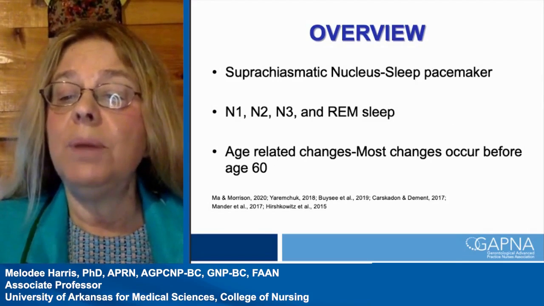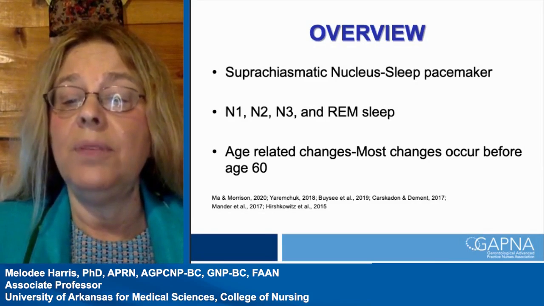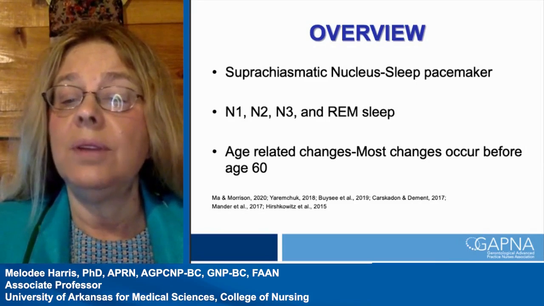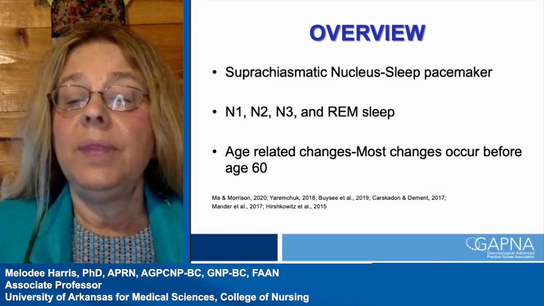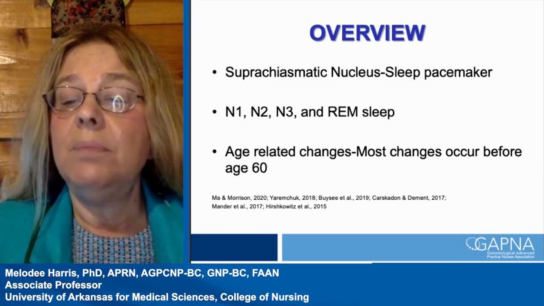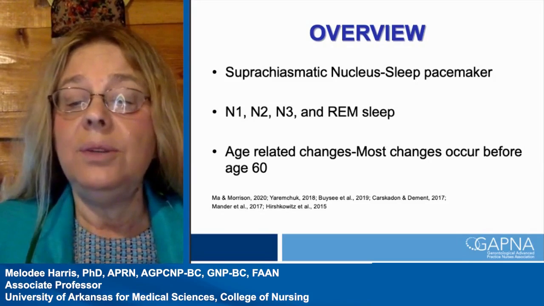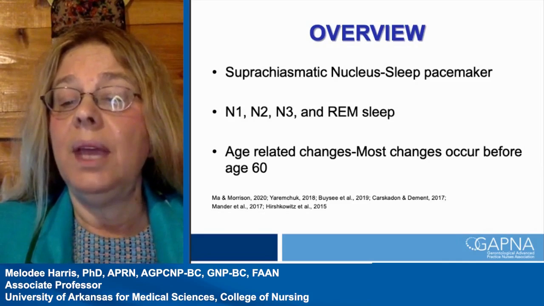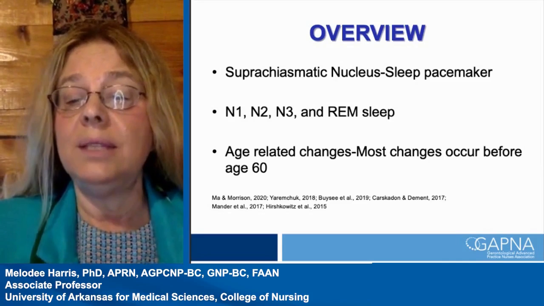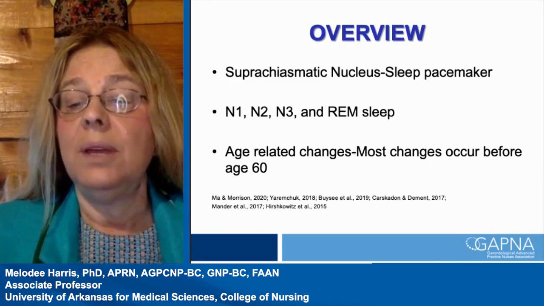Physiologically, sleep is controlled by hormones that are released from the suprachiasmatic nucleus. The suprachiasmatic nucleus is located in the anterior portion of the hypothalamus and is a pacemaker for the circadian system. The pineal gland is located within the brain. When sunlight reaches the pineal gland, melatonin is released. Stages of normal sleep are N1, N2, N3, and rapid eye movement sleep, or REM sleep. N1 and N2 are categorized as light sleep. N3 and REM sleep are categorized as slow wave sleep or deep sleep.